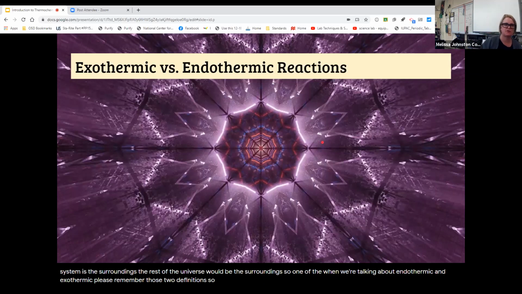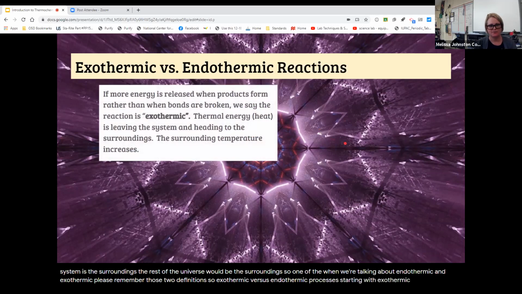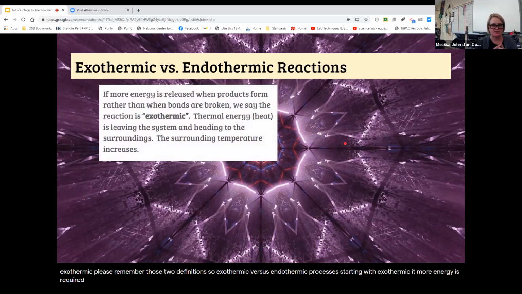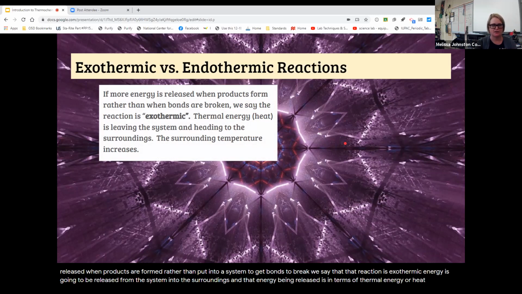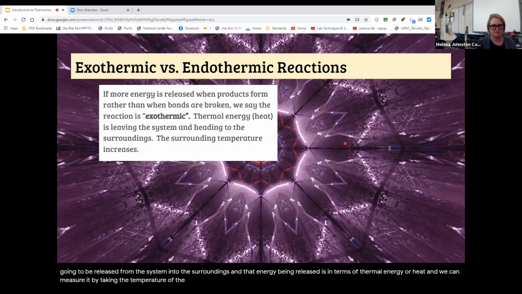So exothermic versus endothermic processes. Starting with exothermic. If more energy is released when products are formed rather than put into a system to get bonds to break, we say that that reaction is exothermic. Energy is going to be released from the system into the surroundings. And that energy being released is in terms of thermal energy or heat. And we can measure it by taking the temperature of the surroundings.